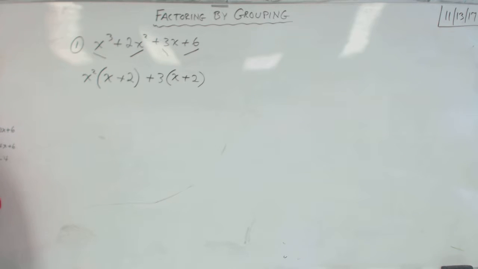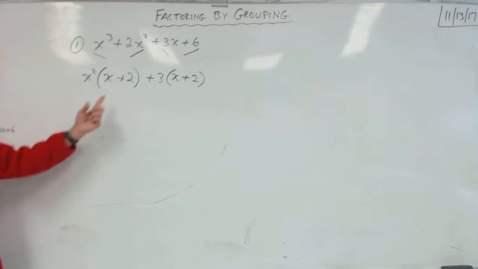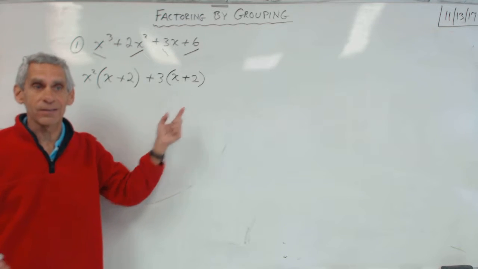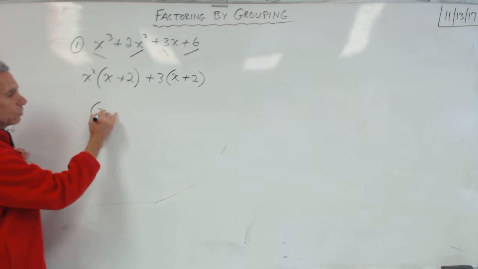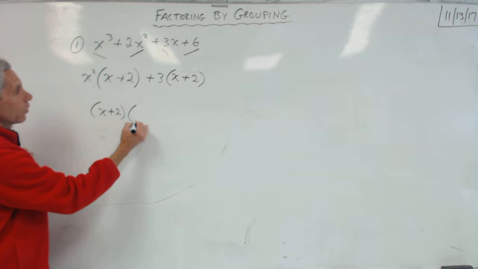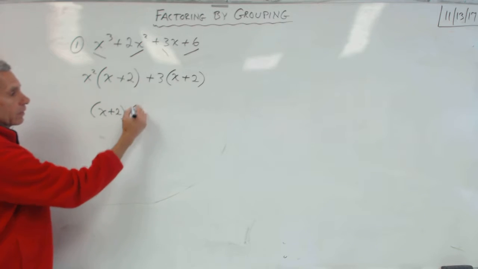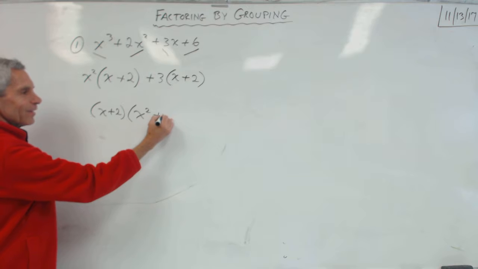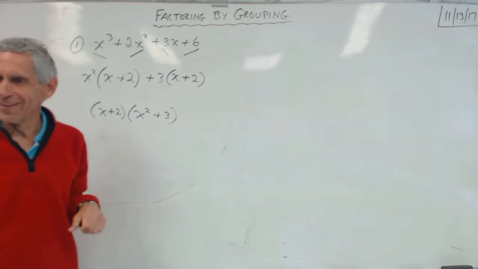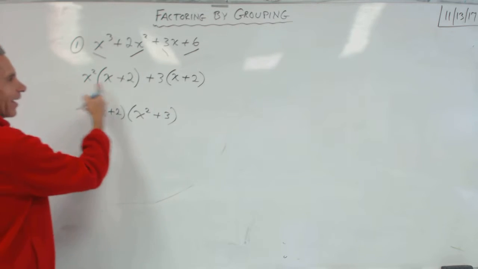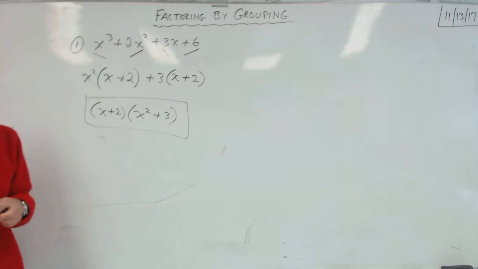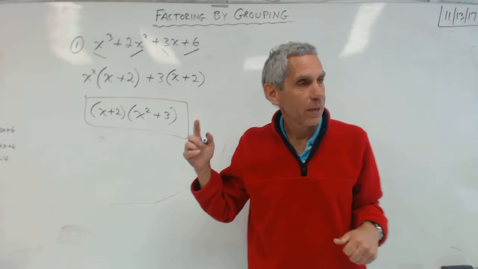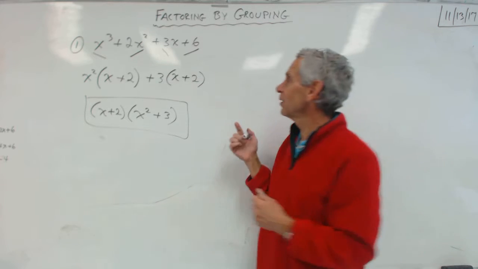Now, is there anything else I could do? Well, you could do that thing that we did. I have blobs that match, right? X plus 2 and x plus 2. I could factor out the x plus 2. Look at that. And then, what do I have left? So suddenly, x squared plus 3. And that's my answer. Okay, makes sense, right? Really pretty easy.